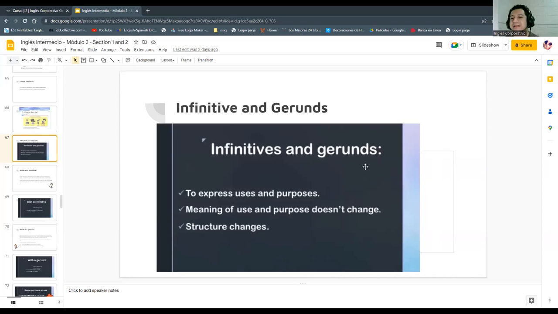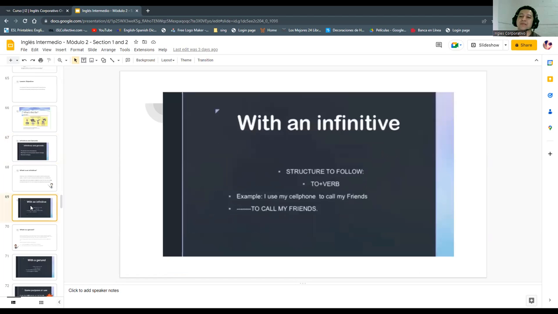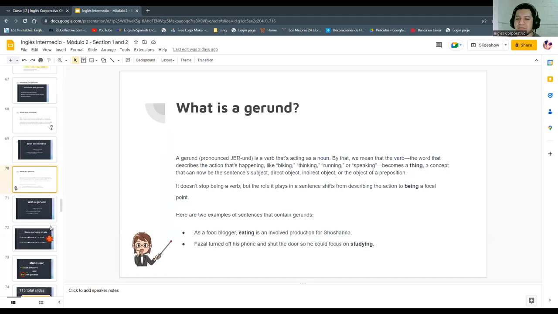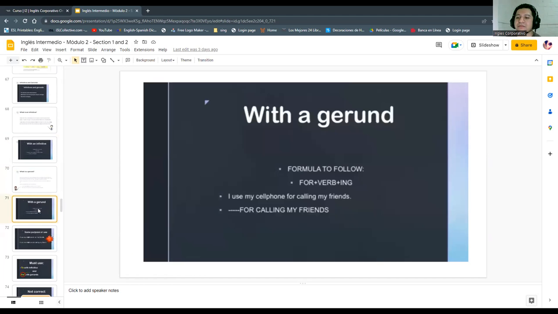So last class we were studying infinitives and gerunds, to express uses and purposes. The meaning of use and purpose doesn't change, and the structure changes. So we were talking about the infinitive, right? We can use it to provide purpose, and also gerunds, right? We use them to explain the purpose or the functioning of something.